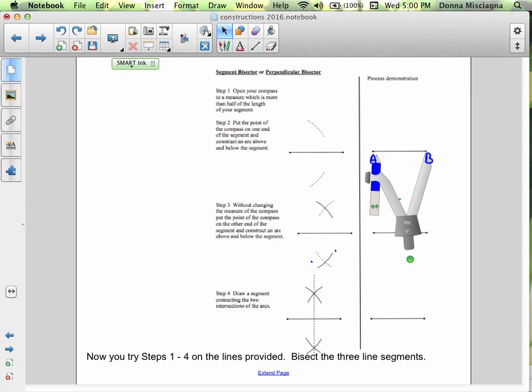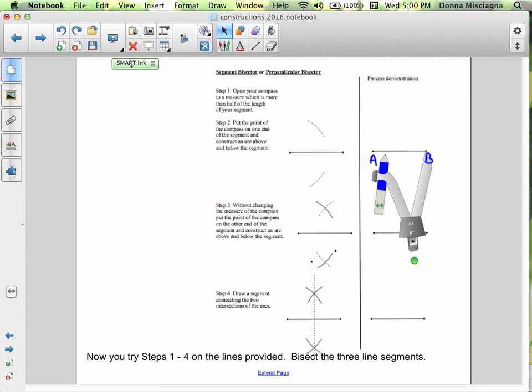You need to make sure your compass is opened more than halfway. If you don't open it enough, then your arcs aren't going to reach one another. So you want to make sure it's open more than halfway. There are two ways to do this construction. Actually, it's one way, but it's just a little slight difference. One is shown on this page with the little arcs above and below. The other thing you could do is you could go all the way through.